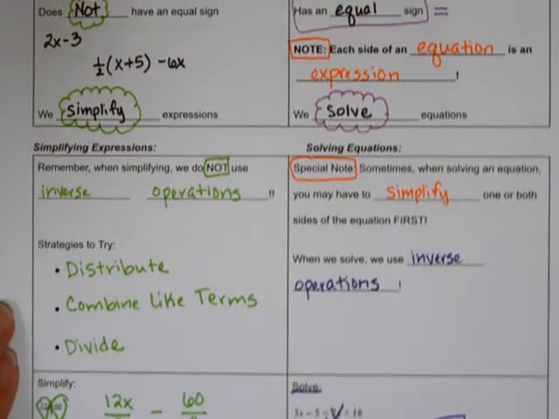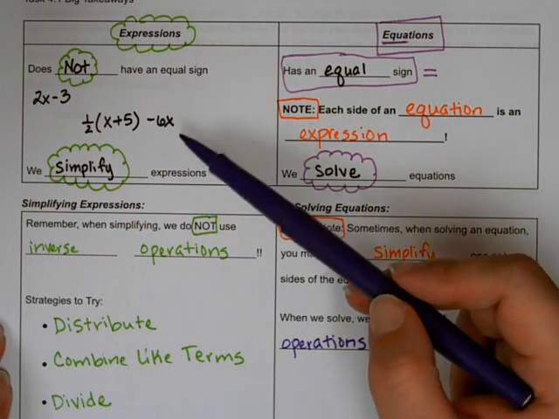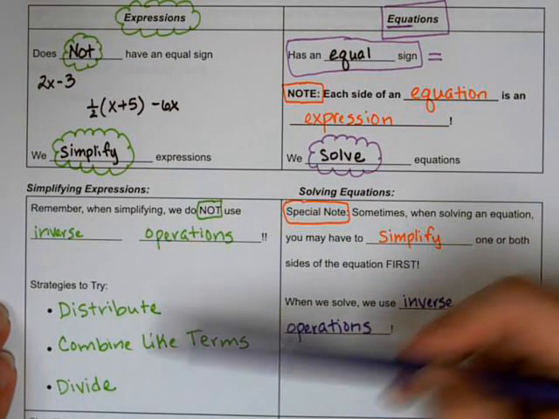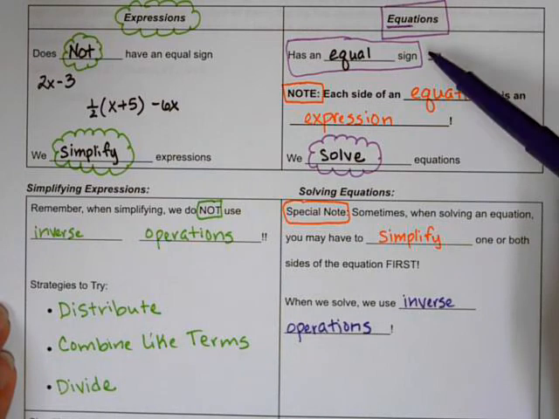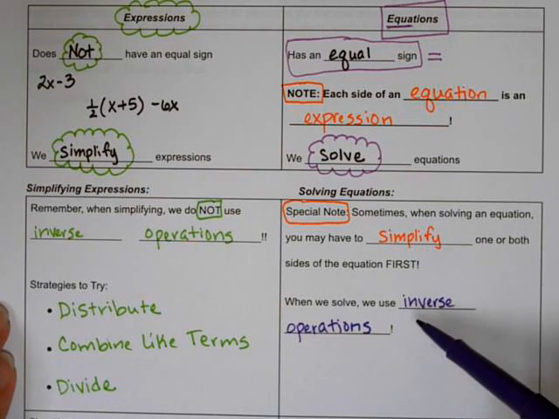So that's the big idea that we really needed you to get from these last couple of days. Expressions don't have an equal sign. We simplify them using these 3 strategies. Equations have an equal sign. And even though we sometimes have to simplify one side first, in order to truly solve, we have to use inverse operations.